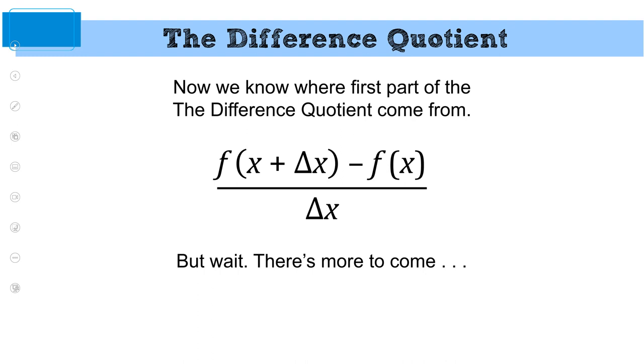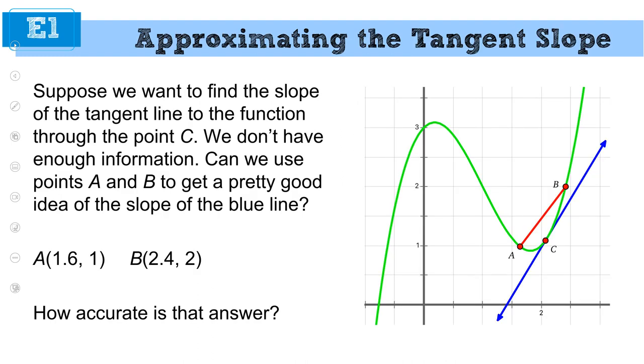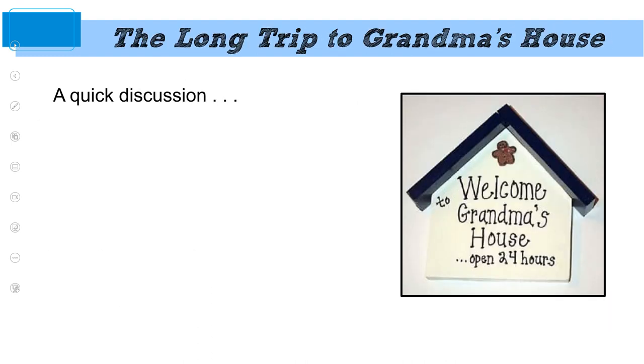What we're going to do in a little while is start talking about what happens if I take that value and make delta x get really small. It gets smaller and smaller and smaller. We'll talk about that. And that's what's going to get us to this idea of limits. Okay? Let's skip this. It's just more slope calculations. I know you can calculate slopes. Let's take a trip to Grandma's house.